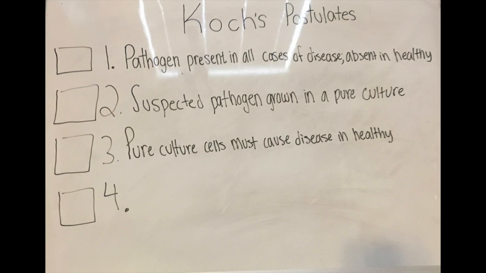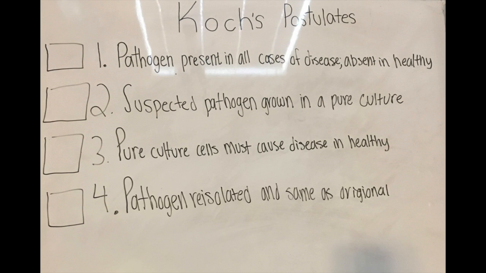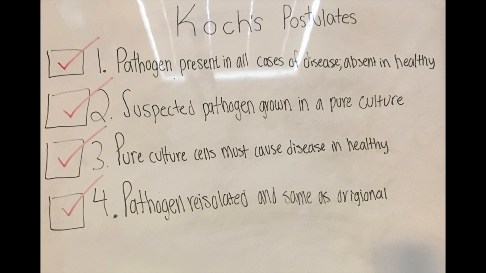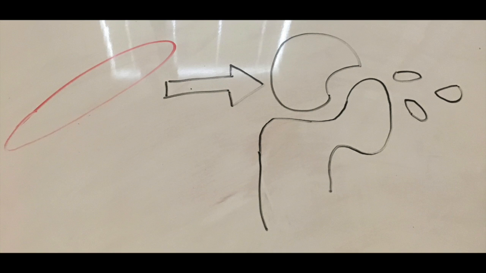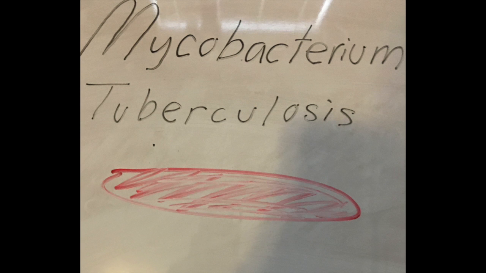3. Cells from the pure culture of the suspected pathogen must cause disease in a healthy animal. And 4. The suspected pathogen must be re-isolated and the same as the original. In our experiment, we checked all of these boxes. So we were able to prove that a specific microbe caused a specific disease. In this case, it was the Mycobacterium tuberculosis bacterium that causes tuberculosis.